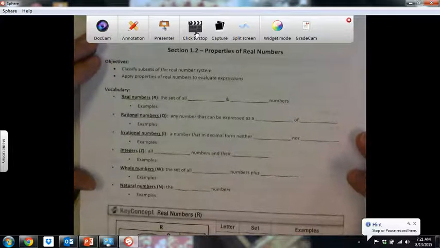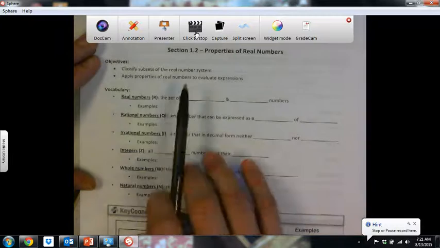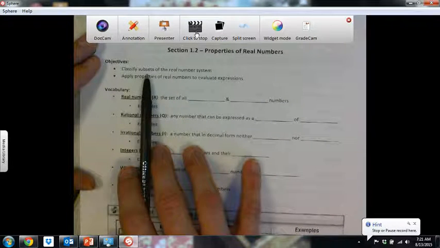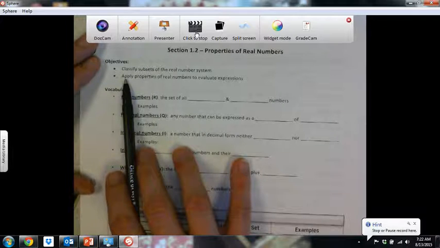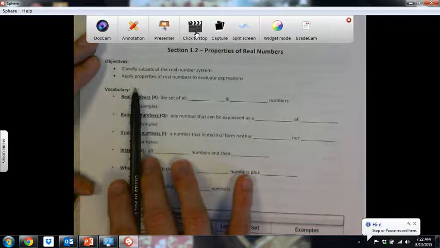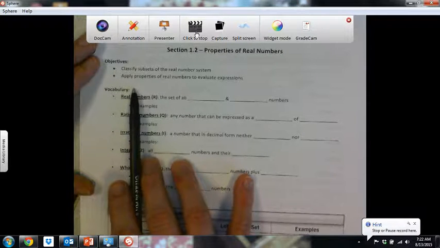Section 1.2 will focus on the real number system and the names of the different subsets of that real number system. How can we define different types of numbers? How do we know what types of numbers we're talking about? The second part of this section is going to talk about the properties of real numbers. What properties do we know are always true that allow us to solve different types of problems? We're going to look at these two things.